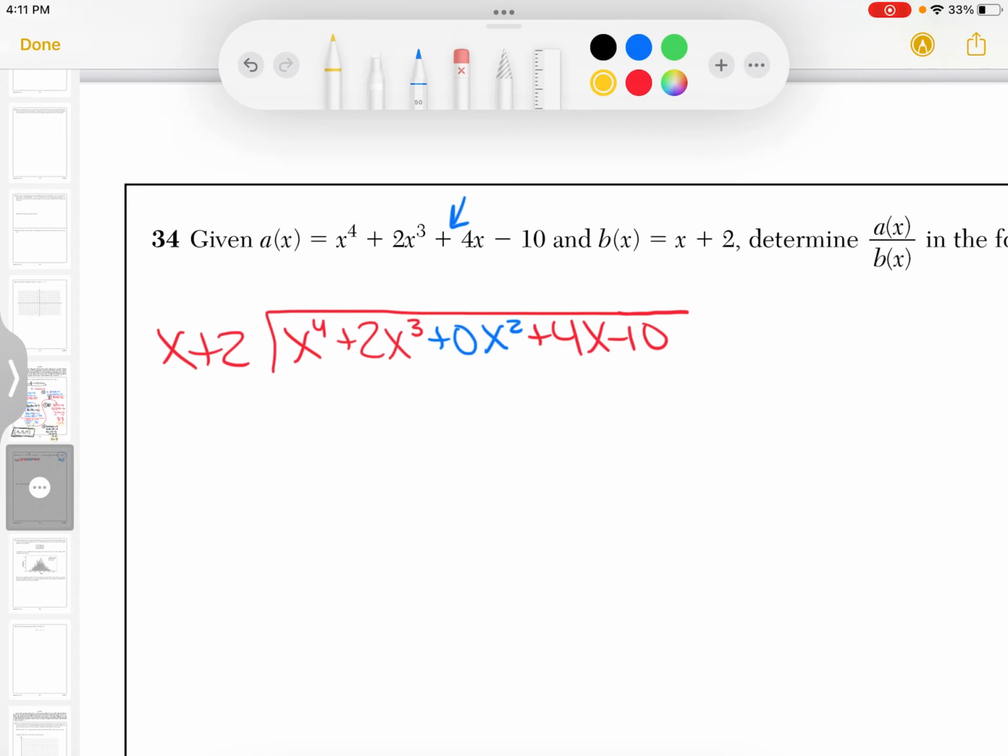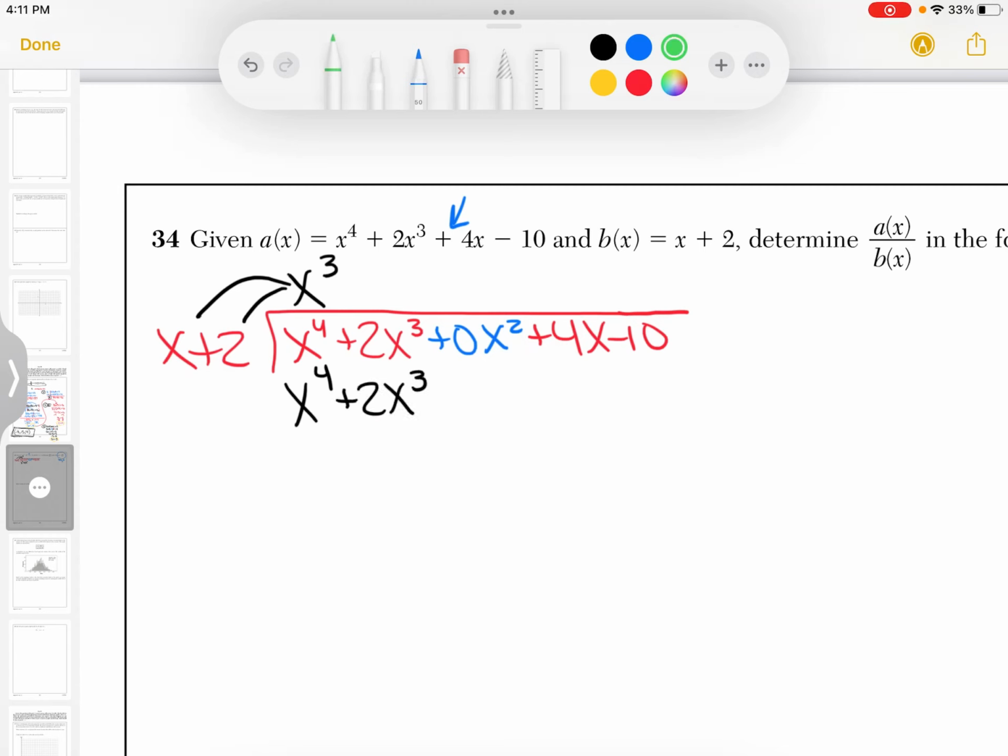All right, so the thought process you need to go through for starting long division is, what would I have to multiply this by to turn it into this? I would have to multiply an x by an x to the third, so that's going to go on top, x to the third. Now I have to multiply that through to both of these. X to the third times x is just x to the fourth, and x to the third times 2 is a plus 2x to the third.